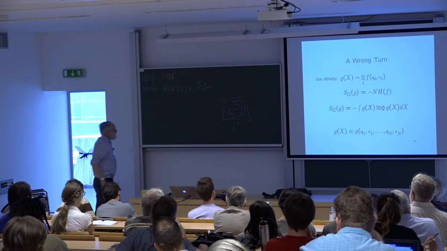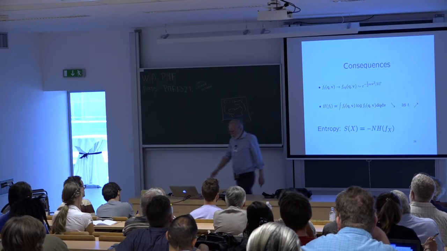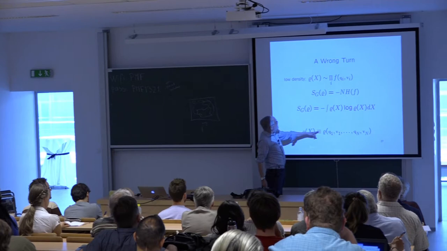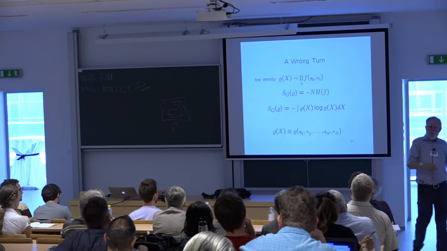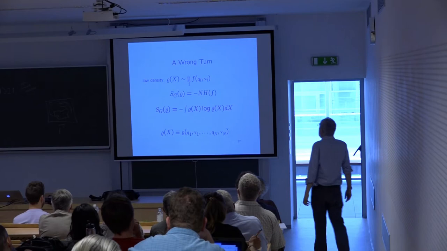But that expectation value for a single F was just this. So when you compute this with this rho, what you end up with is N times H, with the minus sign, if you put a minus sign. That's just what you get. So it becomes natural to suggest, oh, suppose we go to much higher density, not at low density anymore.